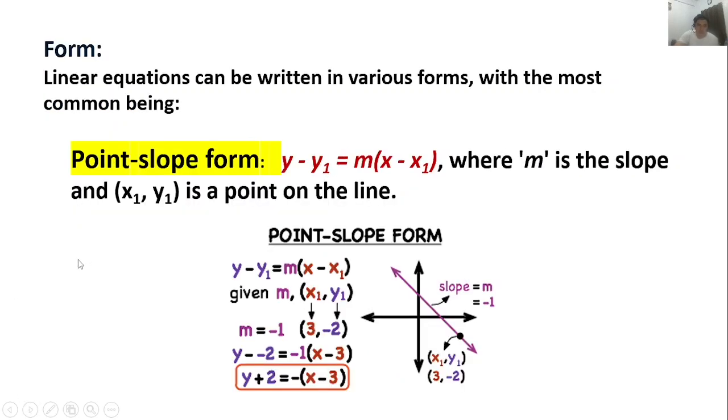How about the point-slope form? y minus y sub 1 is equal to m times the quantity of x minus x sub 1, where m is the slope and x sub 1 and y sub 1 is a point on the line. Here's the illustration for the point-slope form. As you can see, the graph leans to the left, meaning to say that the slope is negative. Again, if the slope is negative, the line leans to the left.